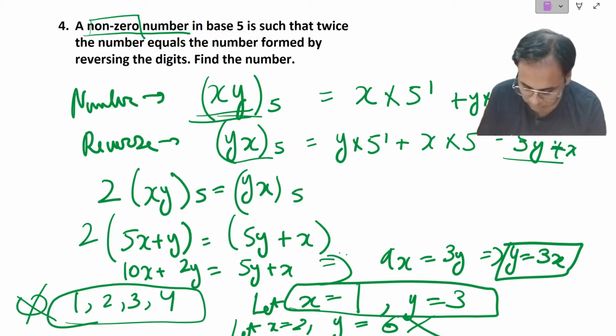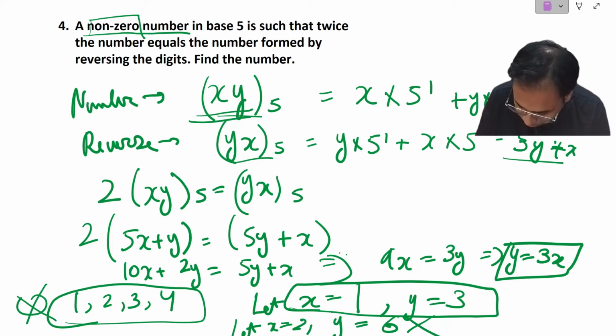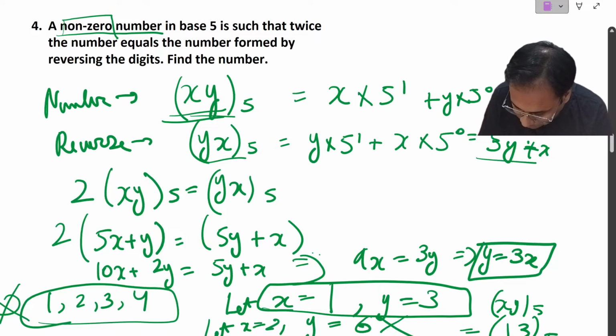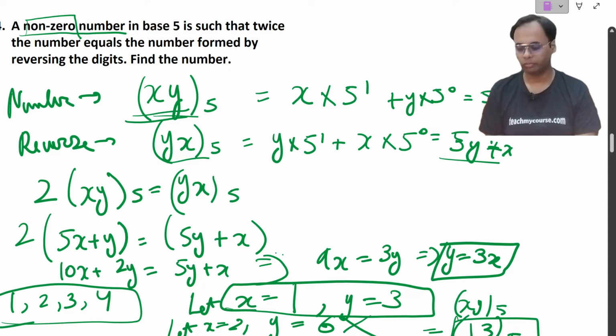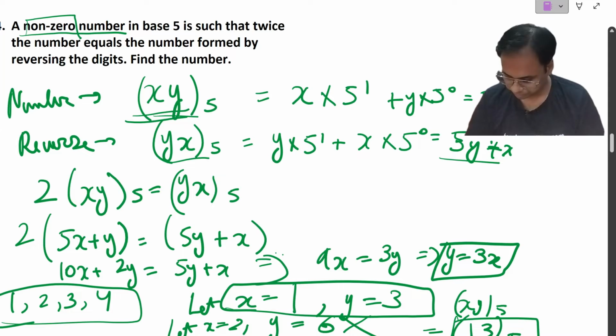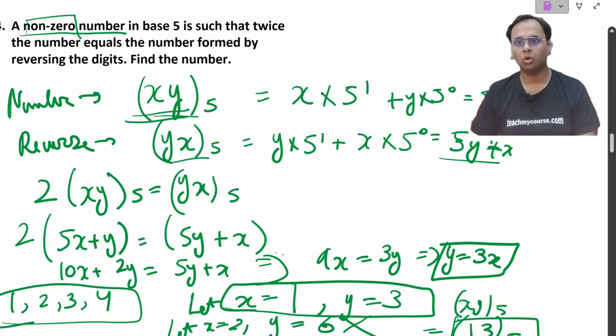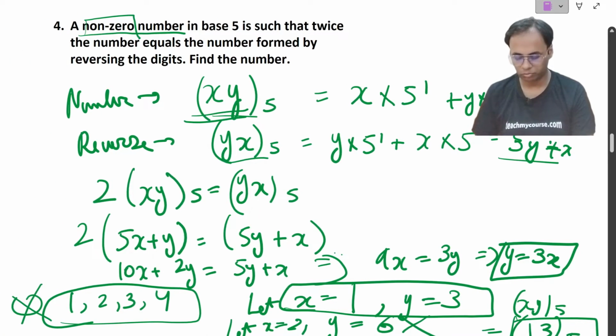So the original number is xy to the base 5, which means x is 1 and y is 3, so 13 to the base 5 is the answer. This is the number we are looking for. Okay, so 13 to the base 5 is the answer. Okay, so this is how we go about solving these kind of questions.